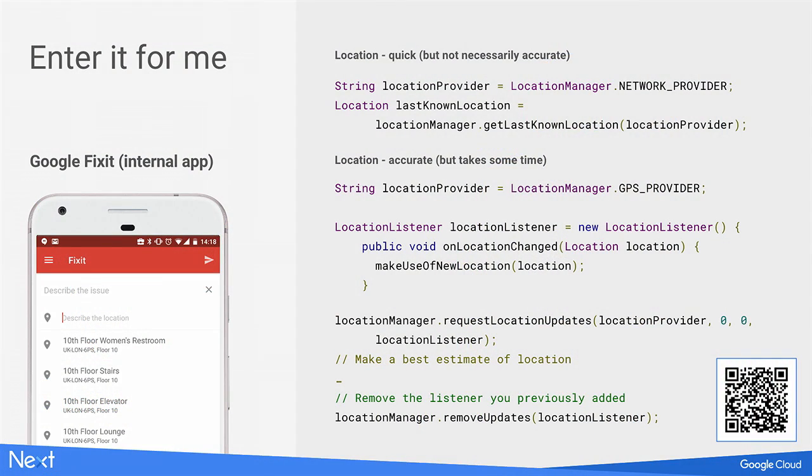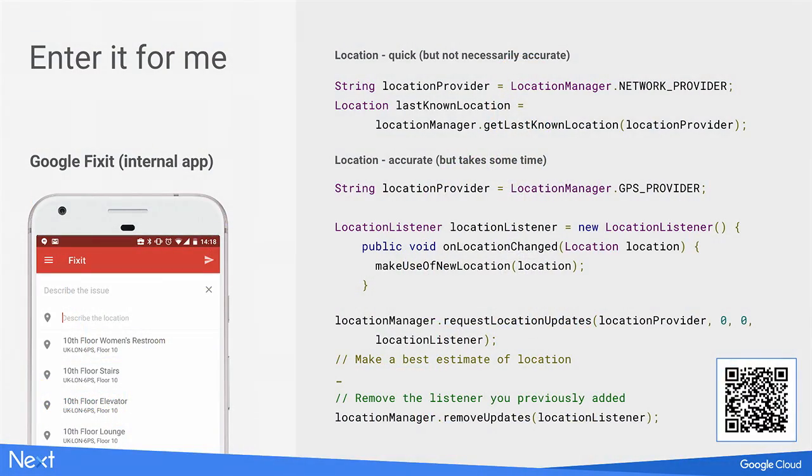And then finally, I want to give you an example of an internal app from Google called Google Fixit. Fixit is used by Googlers in order to report problems with our buildings, facilities and our IT equipment that's around our buildings. As you can see from this screenshot, before I've even entered a location, it already knows that I'm on the 10th floor of the building that I was in when I took this screenshot. And when I then start to enter the exact room, it will auto-complete for me.